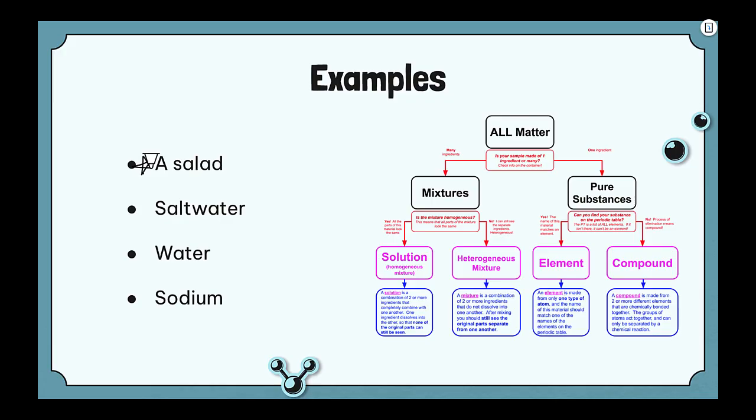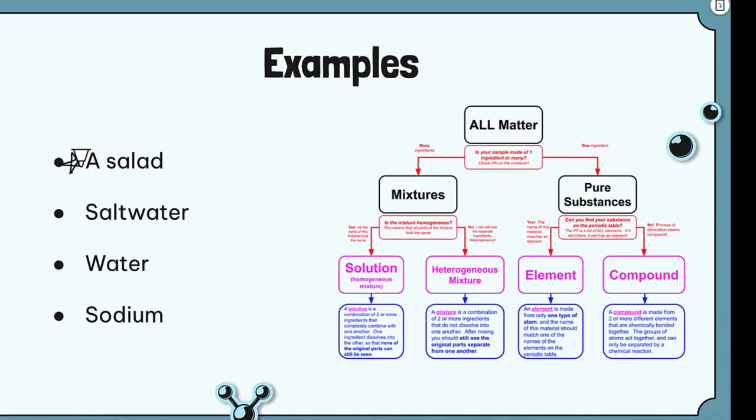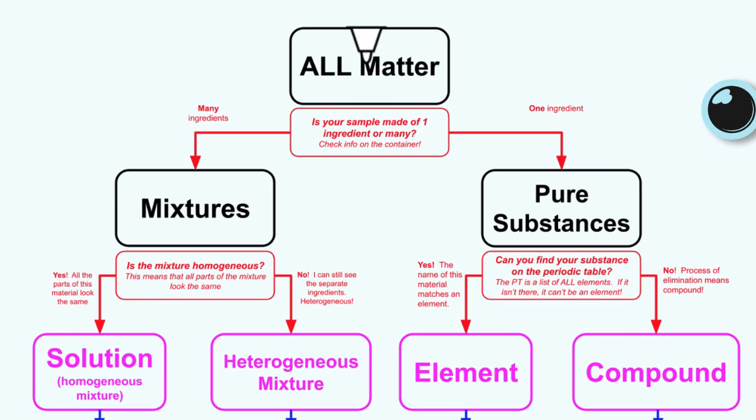I like to choose examples that people will generally be very familiar with. As before, we'll start up here at the top where we have all different types of matter. And our first question asks us, is our sample made up of one ingredient or many? When you think of a salad, it's got lettuce, it's got tomatoes, it's got dressing, cucumbers, whatever you decide to put in the salad, the answer to that question is clearly that a salad is made up of many ingredients, leading us to the fact that this must be some type of mixture.